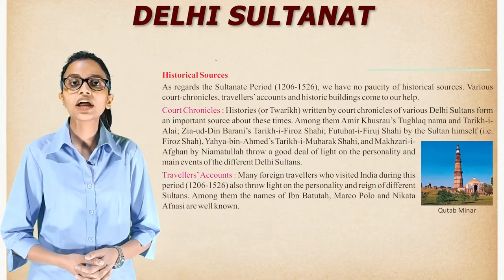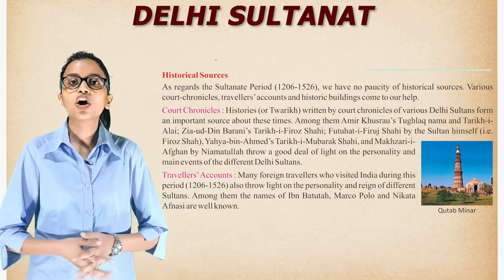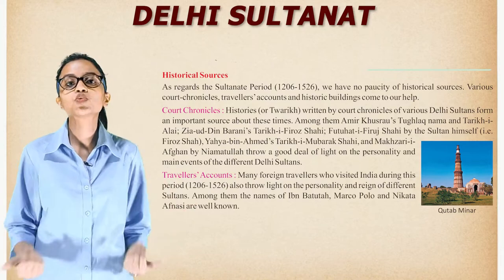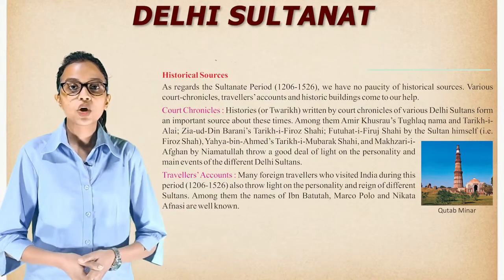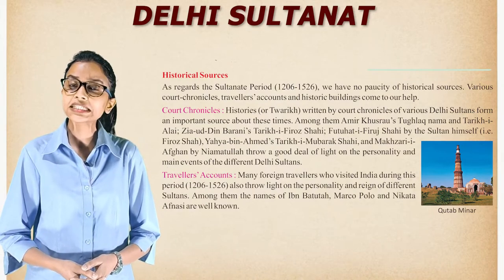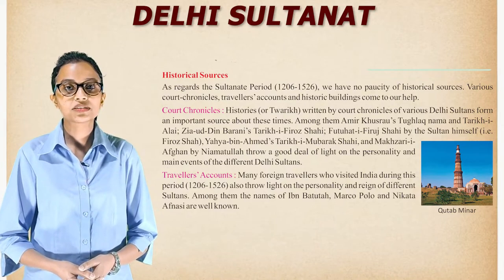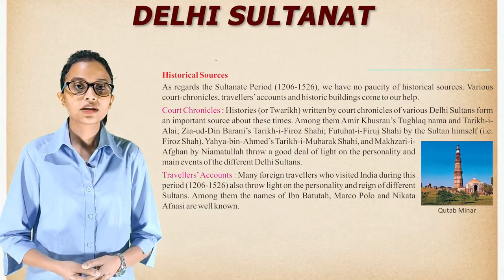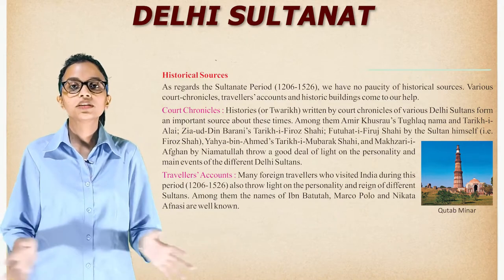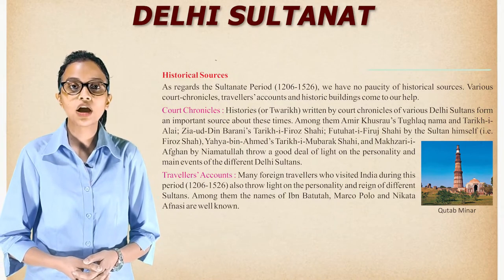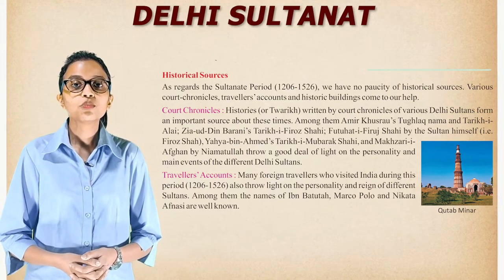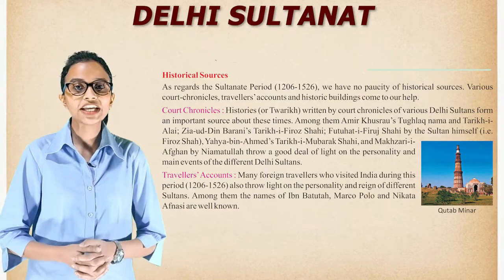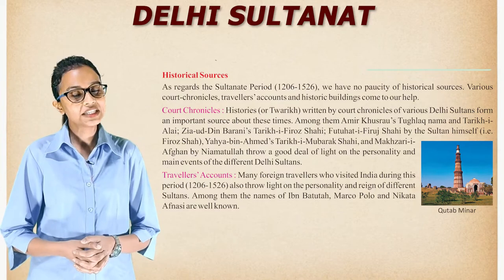Now, historical sources. As regards the Sultanate period, 1206 to 1526, we have no paucity of historical sources. Various court chronicles, travelers' accounts and historic buildings come to our help. Court chronicles, histories or tawarikh, written by court chroniclers of various Delhi sultans, form an important source about these times. Among them, Amir Khusrau's Tughlaq Nama and Tarikh-i-Alai, Ziyauddin Barani's Tarikh-i-Firozi Shahi, Futuhat-i-Firoz Shahi by the Sultan himself, that is Firoz Shah, Yahya bin Ahmad's Tarikh-i-Mubarak Shahi and Makhzan-i-Afghana by Niamatullah throw a good deal of light on the personality and main events of the different Delhi Sultans.